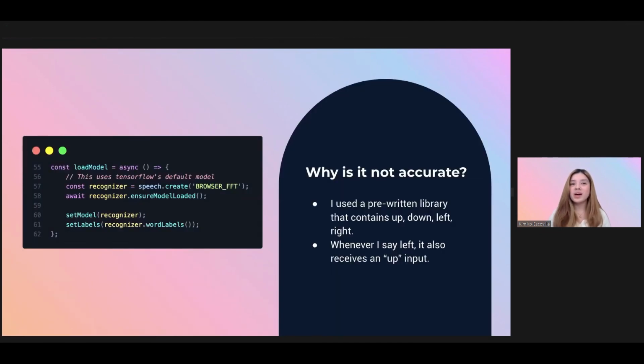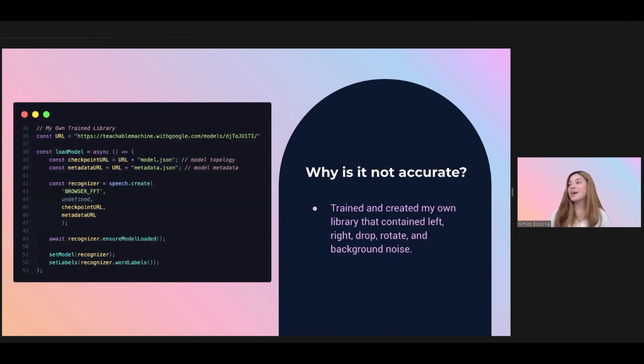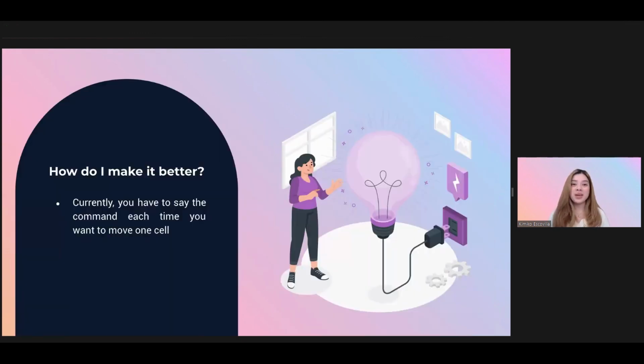Next would be, why is it not accurate? So initially, I used a pre-written model that contains up, down, left, and right. But whenever I say left, it also hears up, which is weird. So in order to resolve that, I trained and created my own library that contained left, right, rotate, and drop, and also background noise.